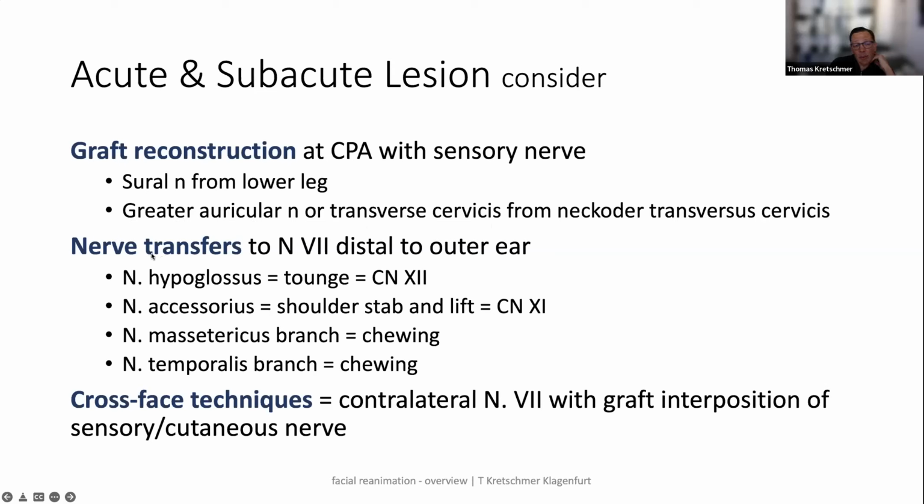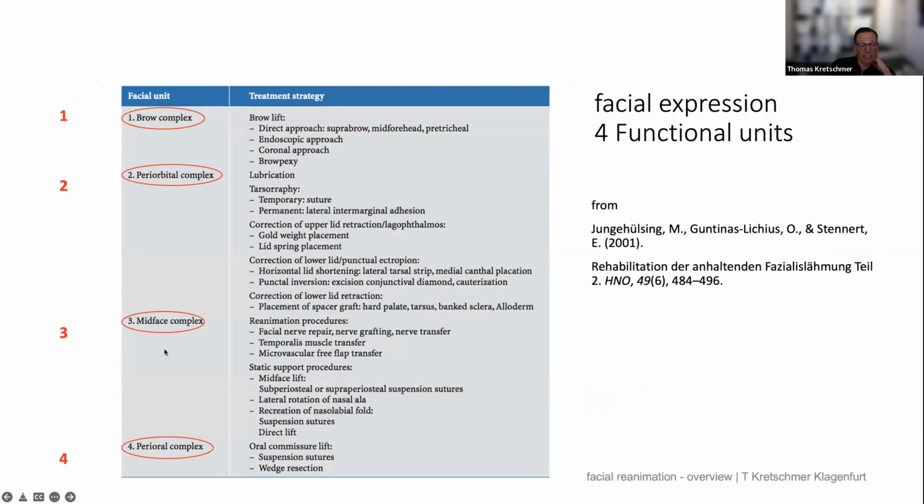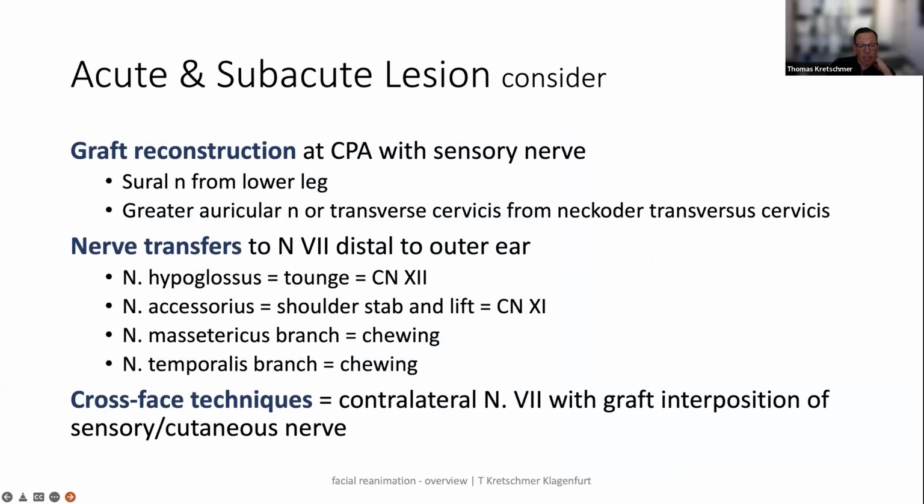And then we have quite a lot of choices for nerve transfers. All of these have advantages and disadvantages, and I'm sure we will hear about that later on. So a very old and often used transfer is the hypoglossal transfer. Then you have the nervus mesentericus transfer, the temporalis branch transfer, and also an accessory nerve branch. And then you have a variety of crossface techniques.